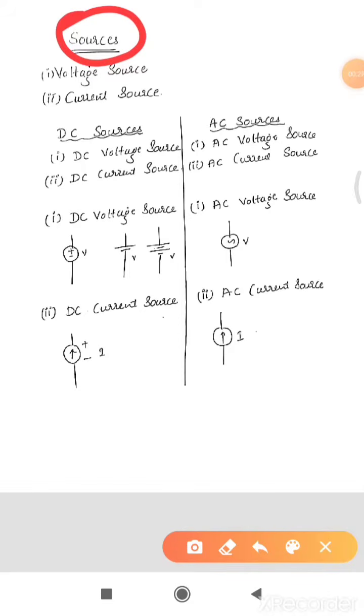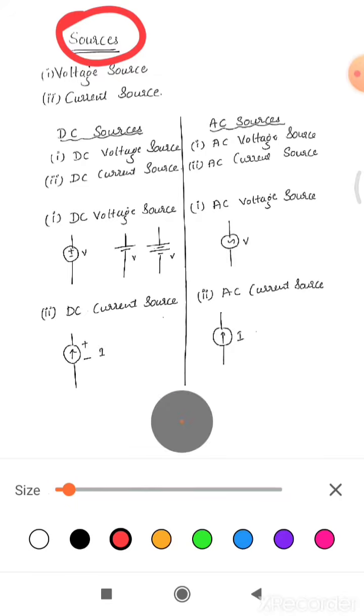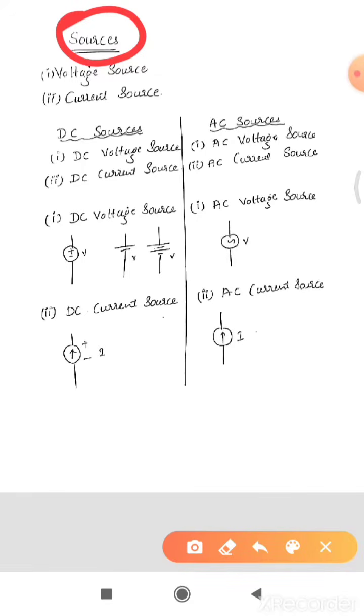Remember one thing: sources are of only two. One is your voltage source, another one is your current source. Remember, these two are the sources. As we have discussed, a voltage source is a source which gives us a constant voltage, and a current source is similarly the source which gives us a constant current in the circuit.